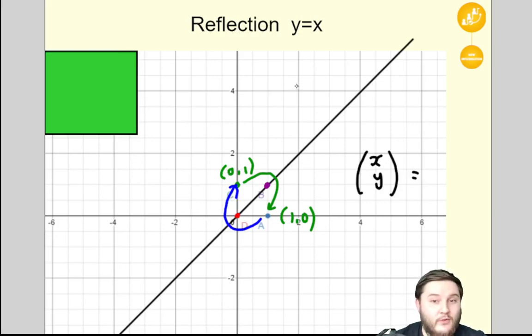And actually, if you pick any coordinate, so this coordinate up here, 2, 4, the reflection is 4, 2. So the x and y coordinates have swapped over. So it's turned into this, y, x. So it's the same values, but the other way around.